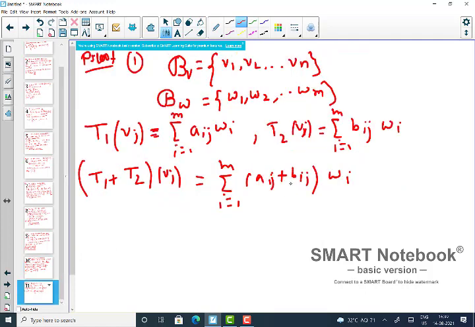And a similar thing is true for k times T1 also. For k times T1, you multiply k by Vj, and that is nothing but the summation of k Aij Wi, i equal to 1 to m. From these two equations you can easily find the answer.